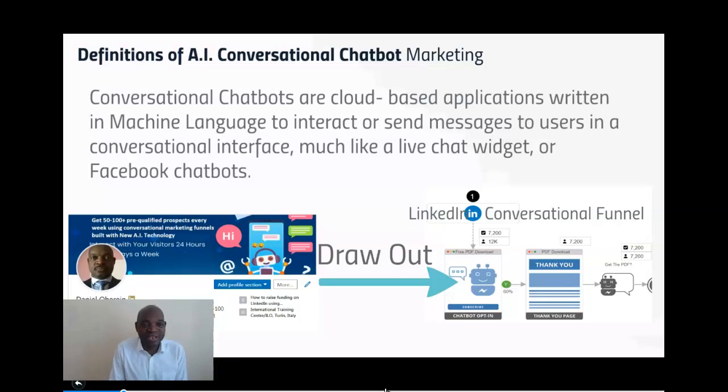Conversational chatbots are cloud-based applications written in machine language to interact or send messages to users in a conversational interface, much like a live chat widget or Facebook chatbots. You have seen some of them before.